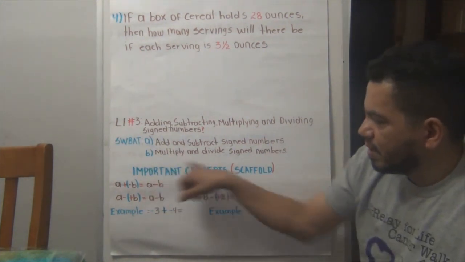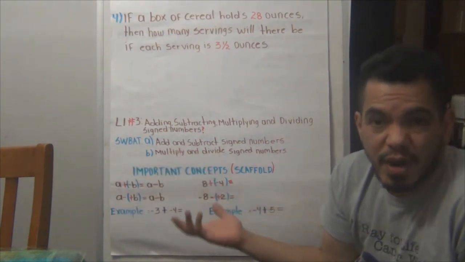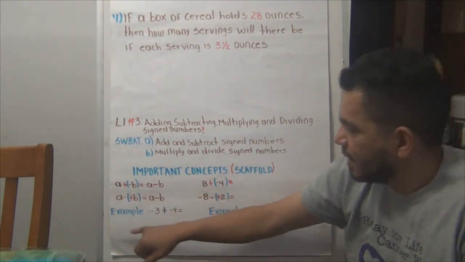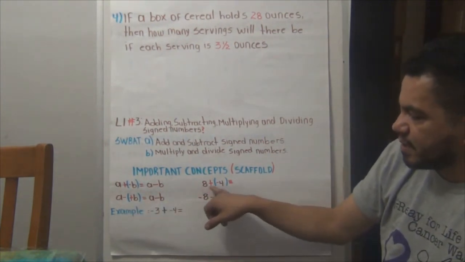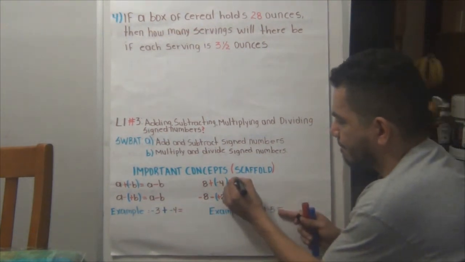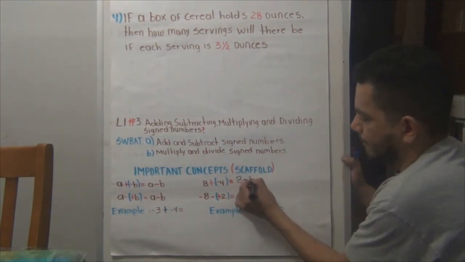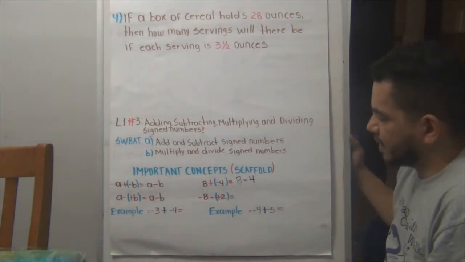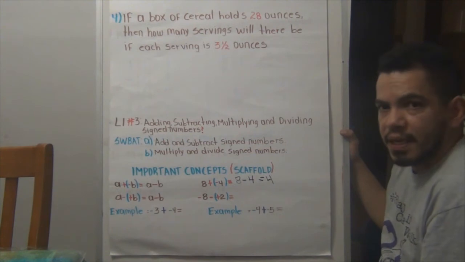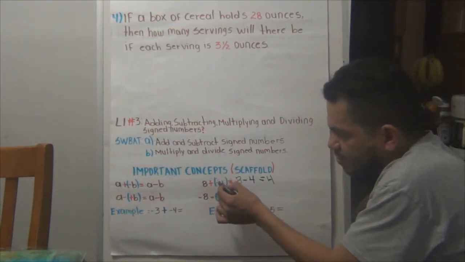Okay, so important concepts. When you add a negative number, it's like you're doing subtraction. A plus negative b is the same thing as a minus b. For example, 8 plus negative 4 will be the same thing as 8 minus 4. As simple as that. Which is basically 4.